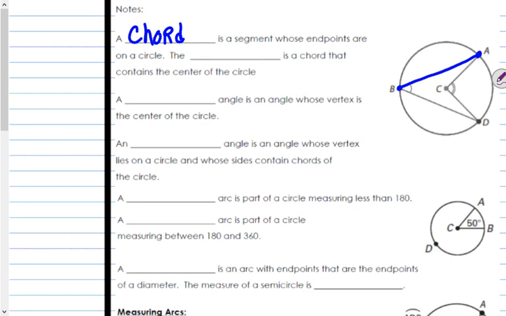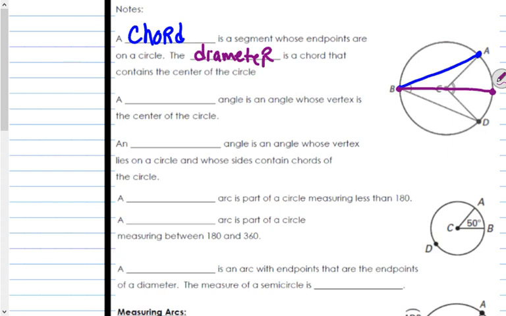We have a special type of chord called the diameter. The diameter is a chord that contains the center of a circle. So if it starts on one side of the circle, such as B, goes through the center to the other side, that's a chord as well, but it goes through the center of a circle.